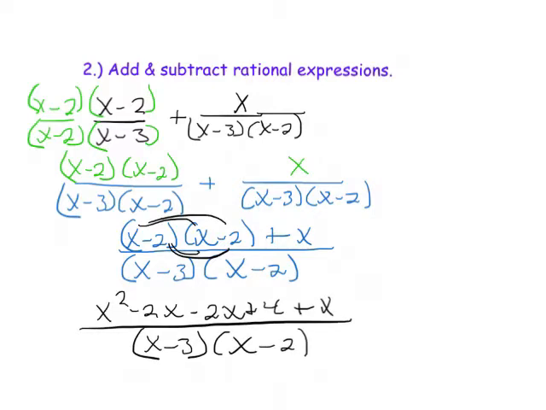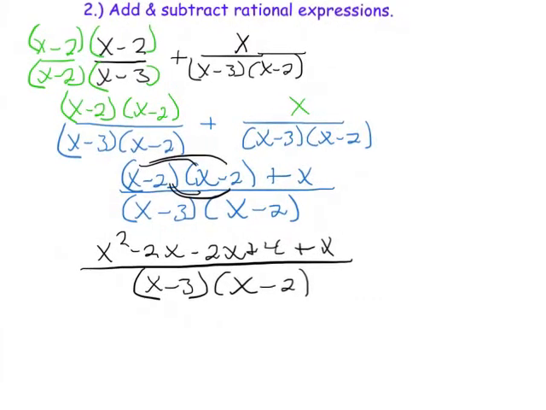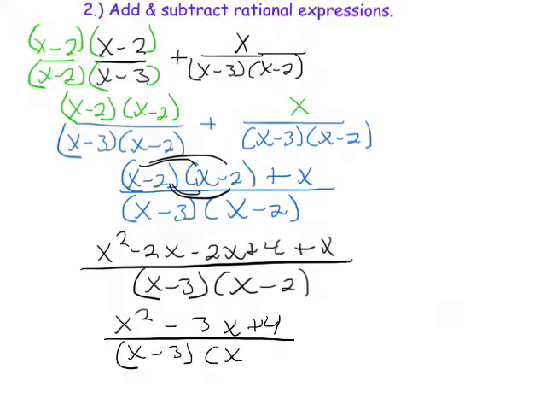All right, so now from here, what do we do? Let's see. Do I have some like terms? Well, I have an x, yeah, those two are like terms, and then I have a like term over here. So let's add those like terms together. I'm going to have x squared, and now let's think here. Negative 2x minus 2x is negative 4x plus x is negative 3x. So I have minus 3x plus 4 over top of x minus 3 and then an x minus 2.